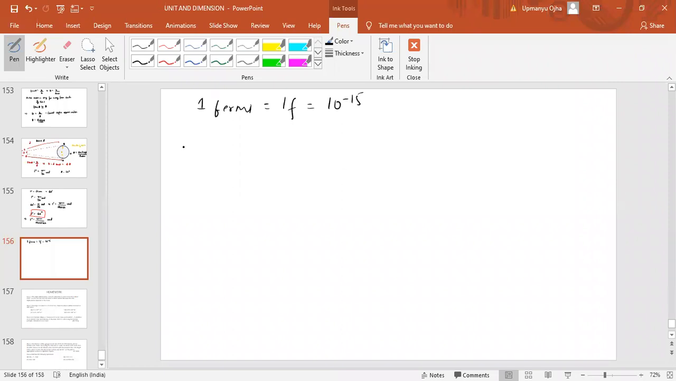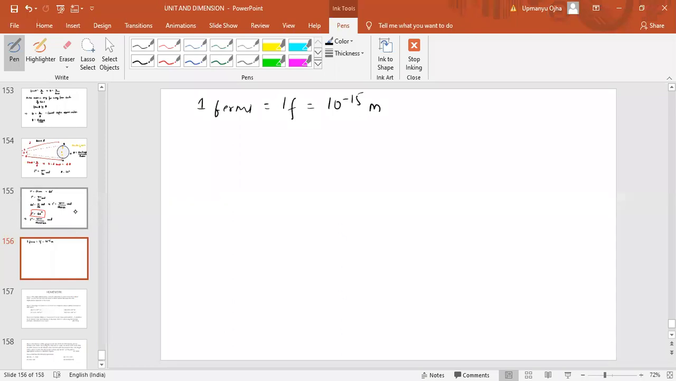The question will be like this: they can give you the length of a certain object, they can say that the diameter of the nucleus is 1 Fermi. So you should know how to convert 1 Fermi to meters. So if 1 Fermi is given to us, it means 1 Fermi equals 10 to the power minus 15 meters.